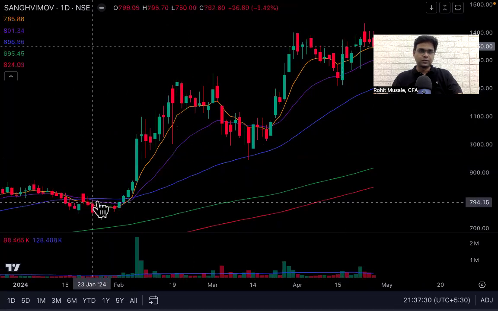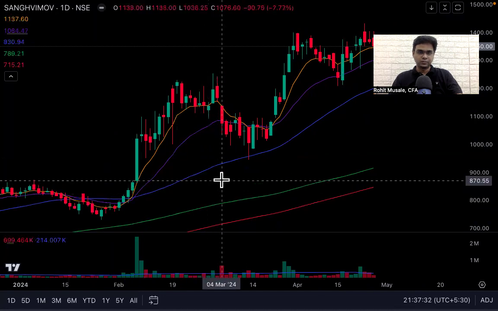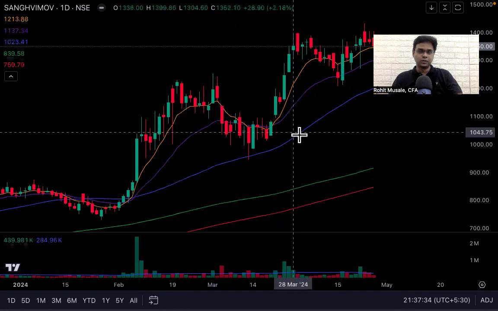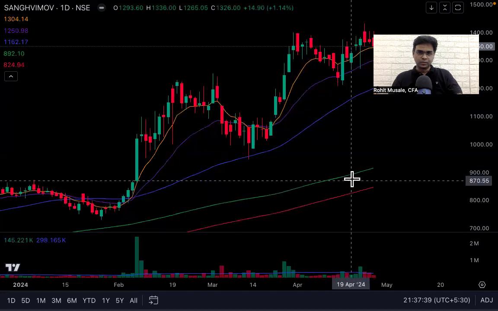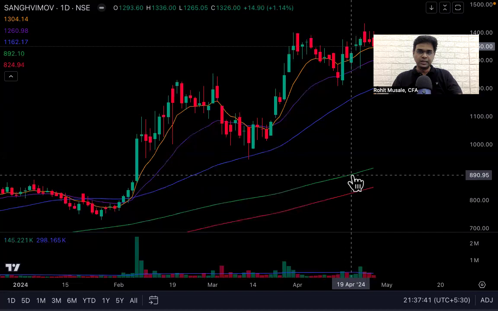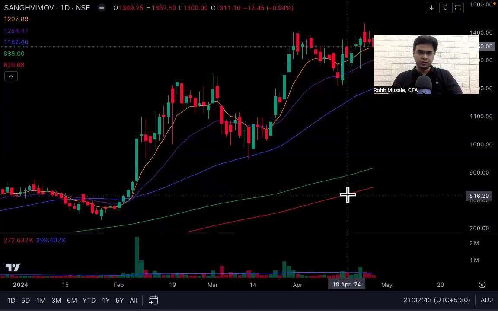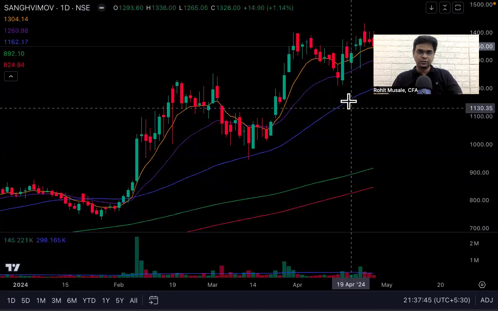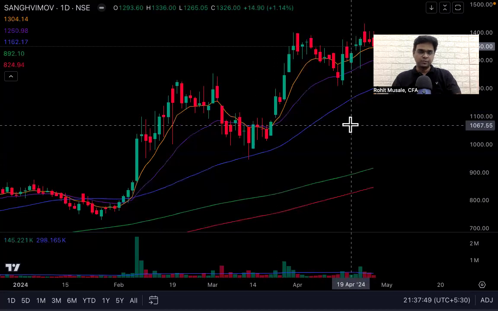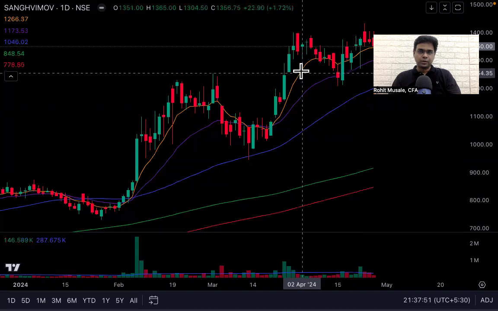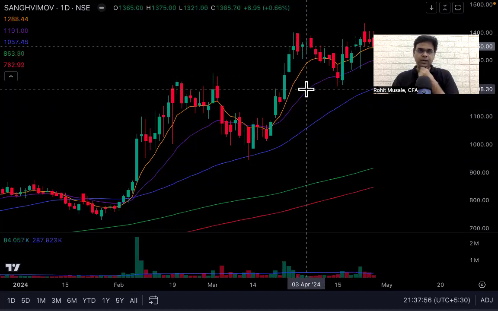So if you see here, this stock is an uptrending stock. The 50-day moving average, which is the blue line, is above the 150-day moving average, which is the green line. And this is above the 200-day moving average, which is the red line. So the blue, green, red, all are sloping up. It's a nice uptrending stock. The orange line is the 8-day exponential moving average.